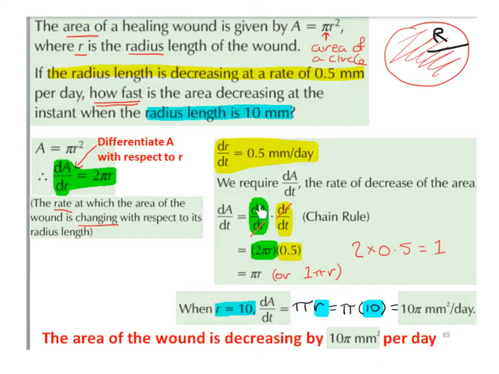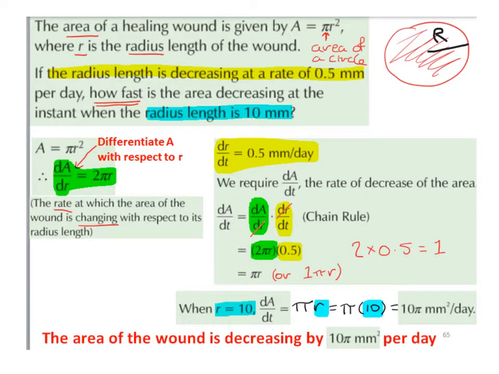Now we've already worked out that dA/dr is 2 pi r, so we just put 2 pi r with brackets around it. And we were told in the question that dr/dt is 0.5, so we put 0.5 with brackets around it. And then we multiply out 2 pi r by 0.5. 2 multiplied by 0.5 is 1, so a half of 2 is 1. And 1 multiplied by pi r is just pi r. So dA/dt is pi r. So the rate of change of the area with respect to time is pi r.